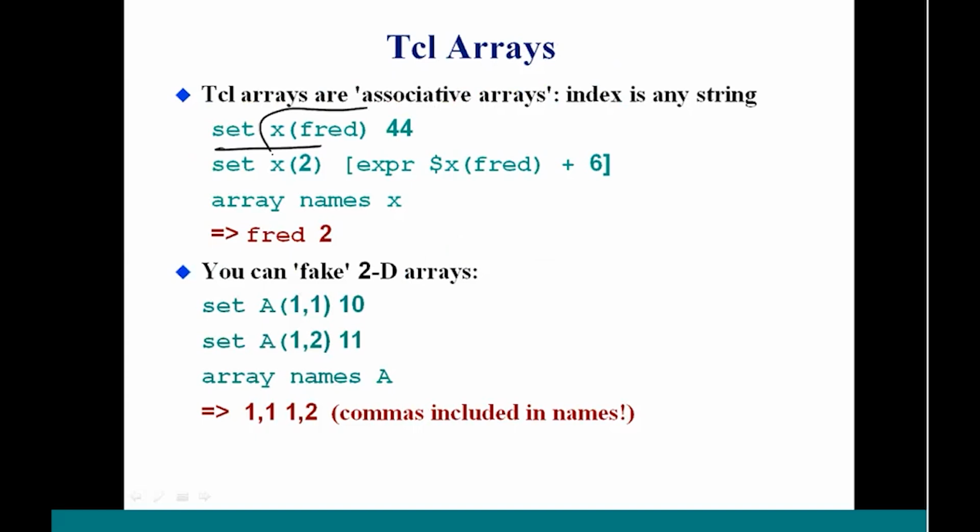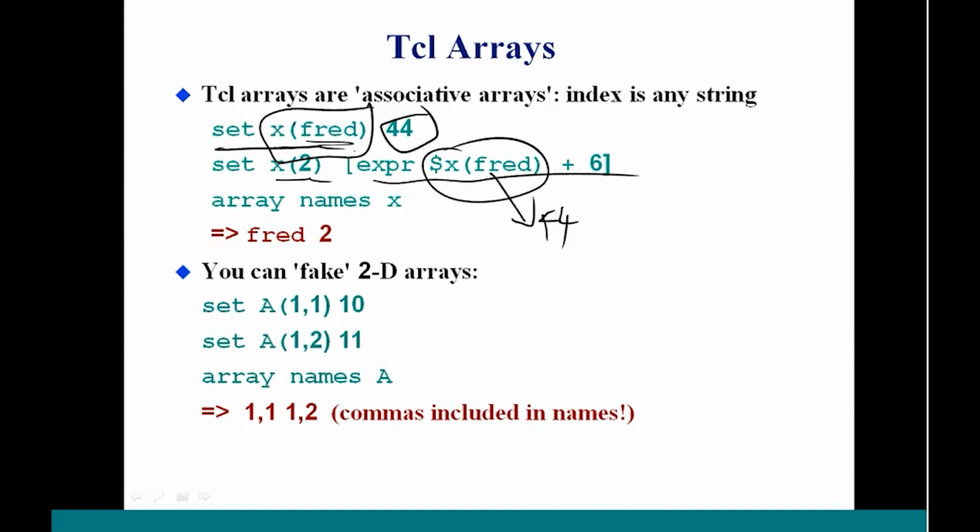set x(Fred). So the array representation is x followed by the index. Here the index is called Fred, and we set that to 44. Now we say set x2 is this expression, which is [expr $x(Fred)]. So here the variable is substituted to 44, and then the command substitution happens because of the square brackets. So this expression is evaluated, and you get 50 as the answer, and that is assigned to x2.